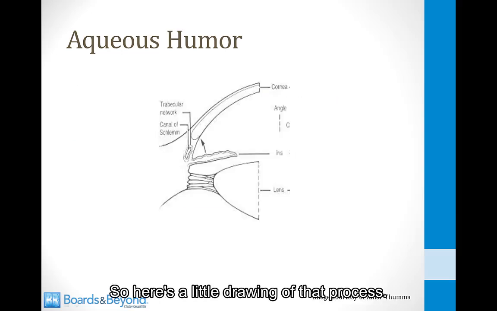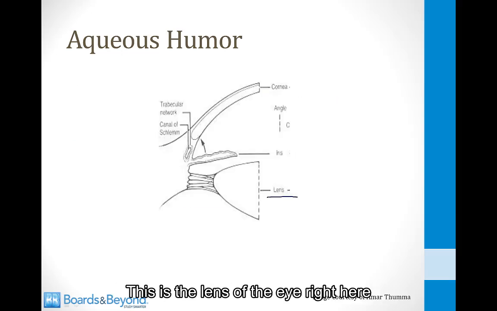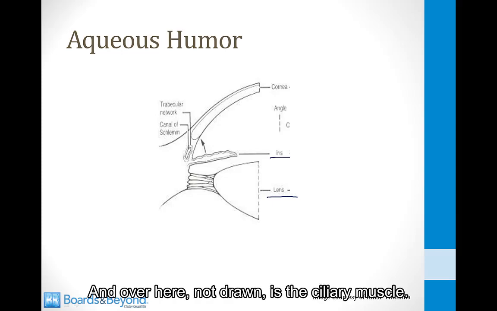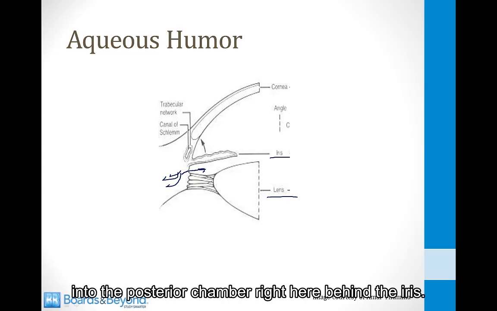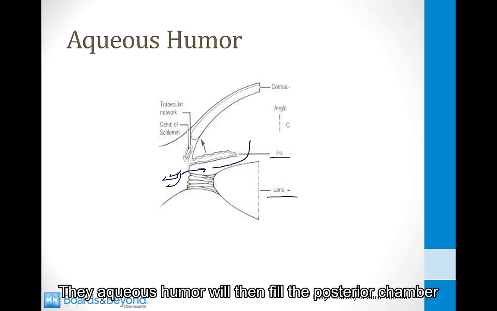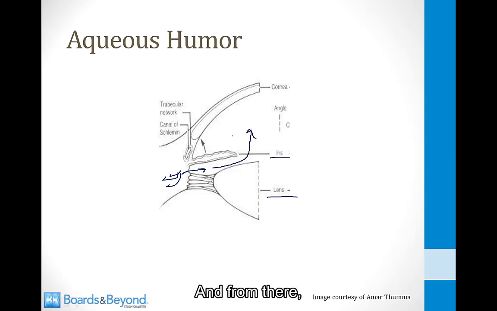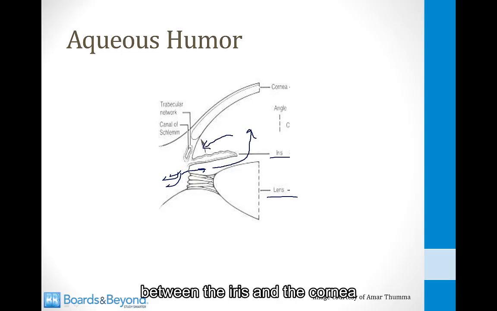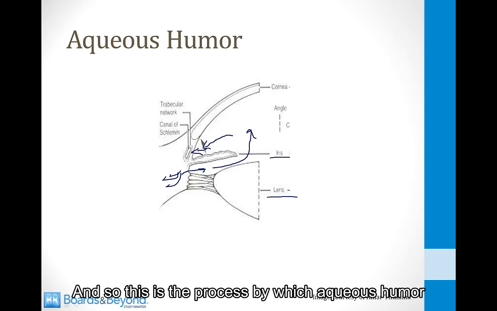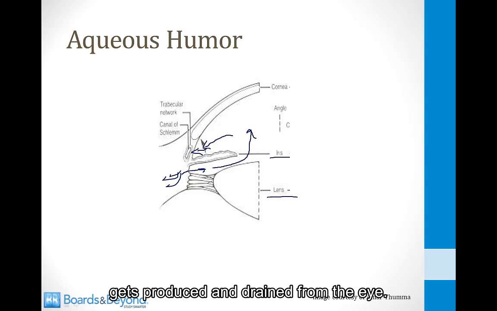So here's a little drawing of that process. This is the lens of the eye right here, and this is the iris. And over here, not drawn, is the ciliary muscle. And so its epithelium is going to secrete aqueous humor into the posterior chamber right here behind the iris. The aqueous humor will then fill the posterior chamber and fill the anterior chamber, and from there it will find its way over here to this little angle between the iris and the cornea, and the trabecular meshwork is in there, and so is the canal of Schlemm, and that's how it will get drained out. And so this is the process by which aqueous humor gets produced and drained from the eye.